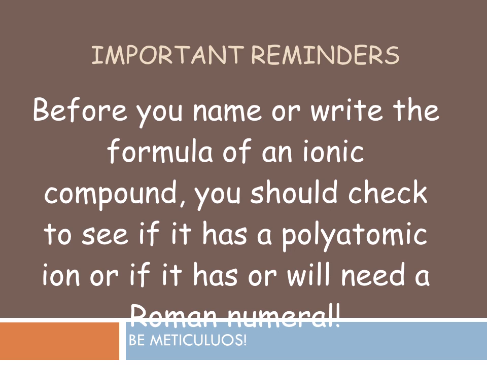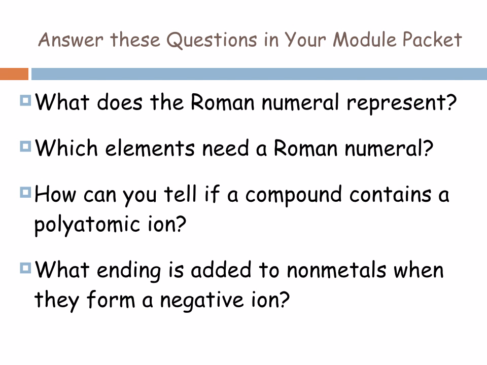One of the most important things, before you write the name or formula of an ionic compound, is to check to see if it has a polyatomic ion or if it has or will need a Roman numeral. So we're going to go through that and see some examples. The first thing that I want you to do, just comprehension-wise though, is answer these questions in your module packet. There's 4 of them, and then we will go on from there.